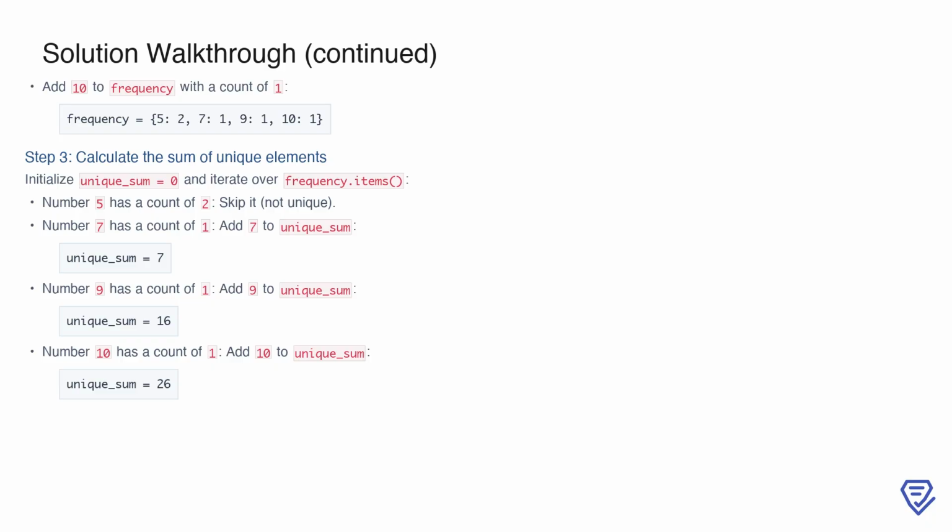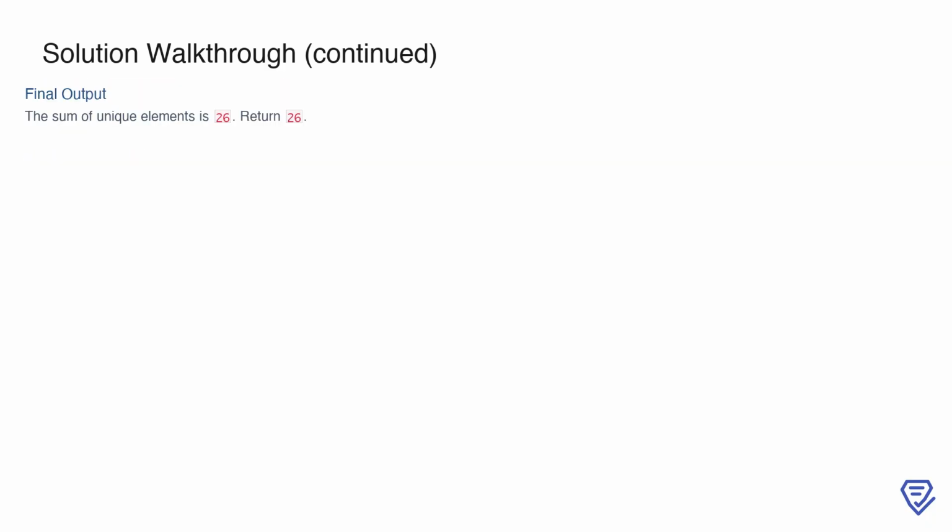Then, we process the number 9, which also has a count of 1, so we add 9 to unique_sum, making it 16. Finally, the number 10 has a count of 1, so we add 10 to unique_sum, giving us a final value of 26. With all numbers processed, we find that the sum of unique elements is 26. This is the value we return as the output. By following this approach of building a frequency dictionary, identifying unique elements, and summing them up, we can solve the problem efficiently for any given input array.